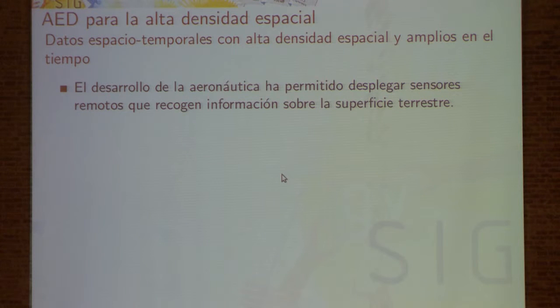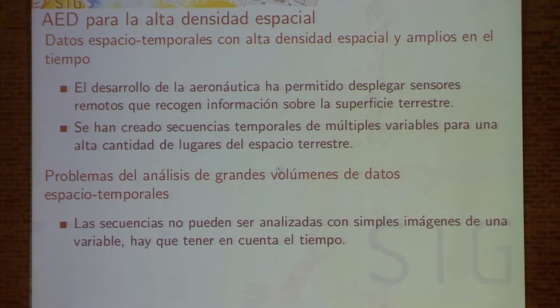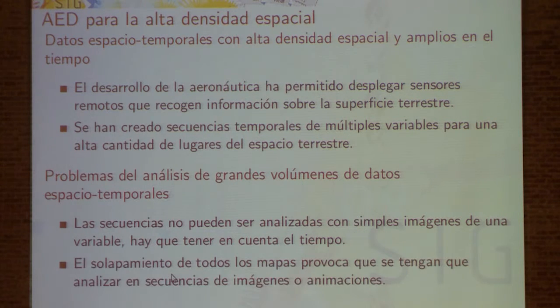And in the case of high spatial density, with the development of aeronautics, some companies and organizations at a global level have started to deploy data, large volumes of data. For instance, the climate unit of the United Kingdom, and that has brought about some problems. For instance, we cannot analyze with simple images, as I mentioned. We can have overlapping of different variables, and you can only analyze one variable at a time.